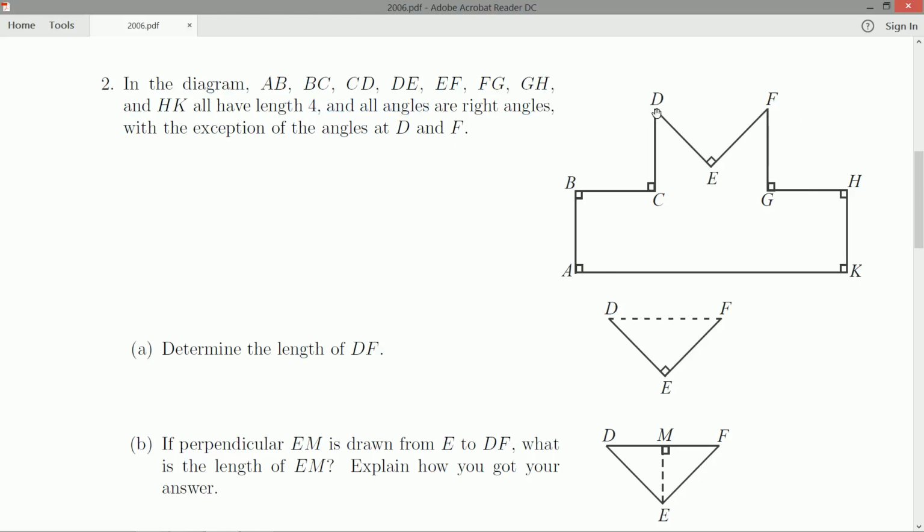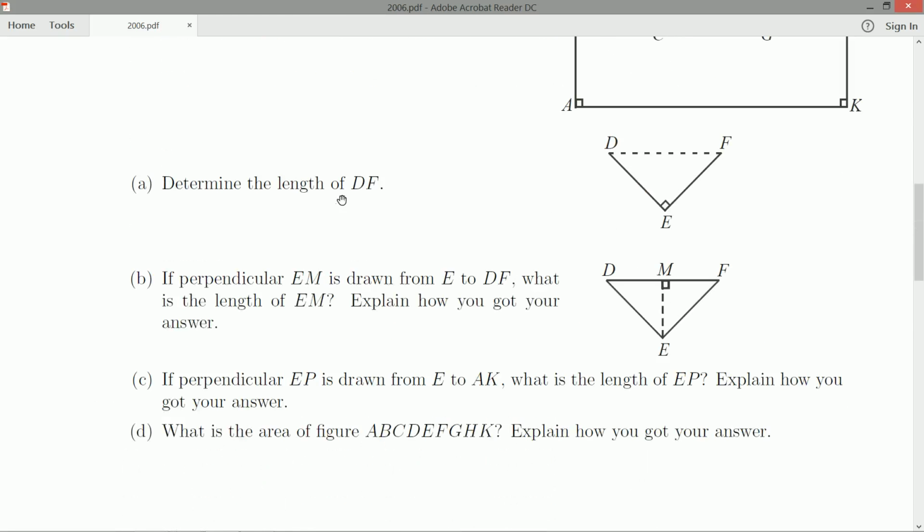If DE and EF are 4, I think that's going to force these guys to be 45 degrees. Just a quick observation. It's a written solution contest, so we'll have to back that up if we ever need it, but I'm pretty sure those will be 45s, even just due to the massive symmetry here.